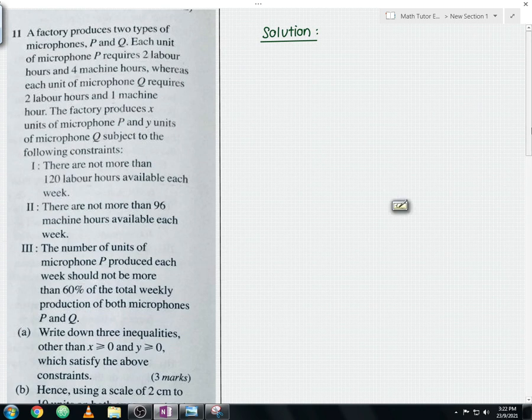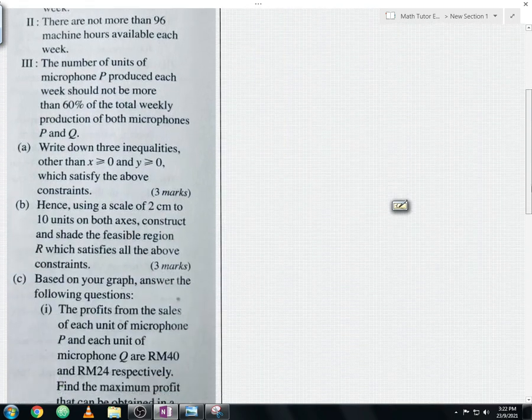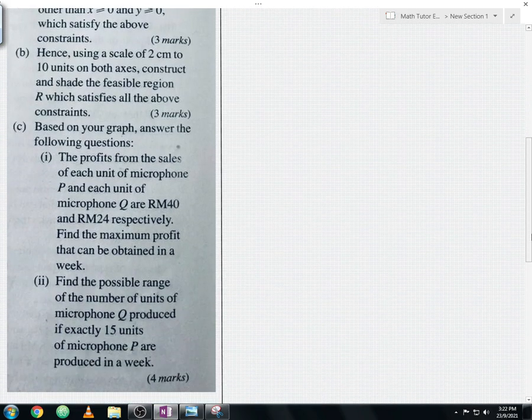So let me read the question part A. Write down 3 inequalities other than x more than or equal to 0 and y more than or equal to 0 which satisfy the above constraints. For part B, hence using a scale of 2 cm to 10 units on both axes, construct and shade the feasible region R which satisfies all the above constraints. For part C, based on your graph, answer the following questions.